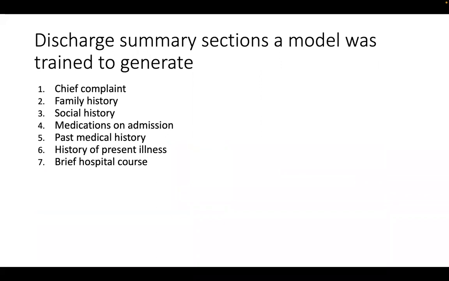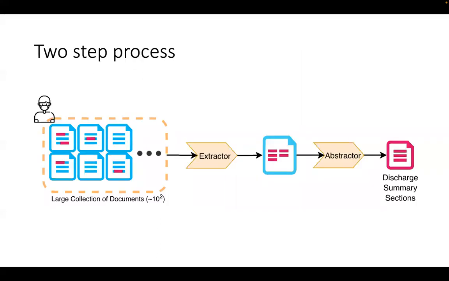So a model was trained to generate 7 sections that typically occur in a discharge summary. These include chief complaint, family history, social history, medications, past medical history, history of present illness, and brief hospital course. Again, these are very specific to inpatient hospital admissions where a patient stays for more than 24 hours in the hospital. And these are specific to MIMIC, which is specific to an ICU database. So let's look at the kind of models we trained so that we could generate this discharge summary.